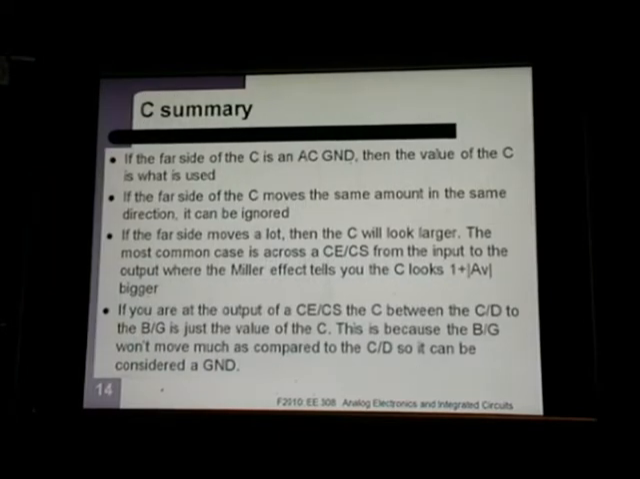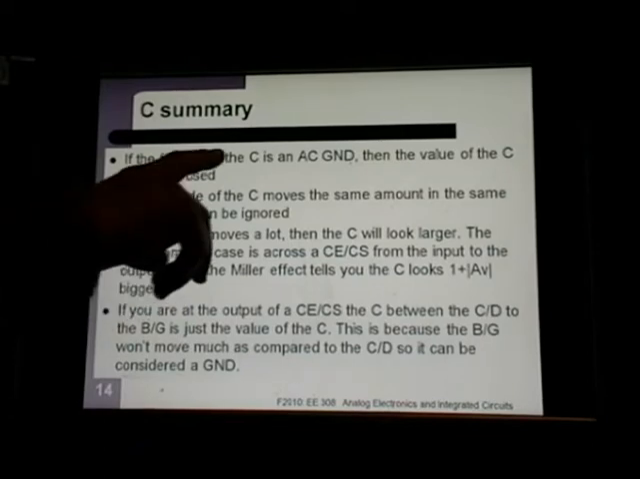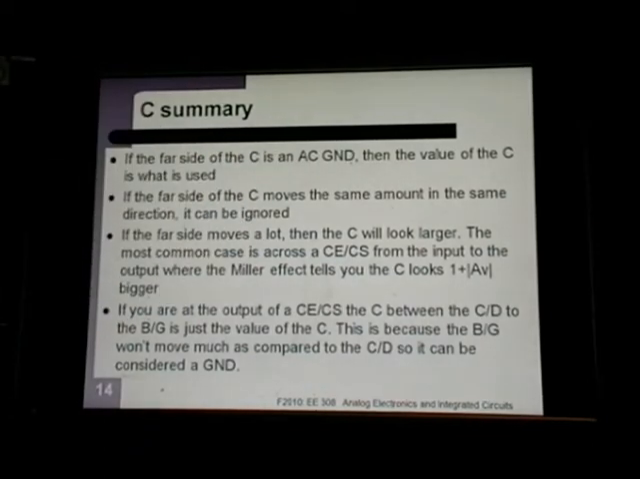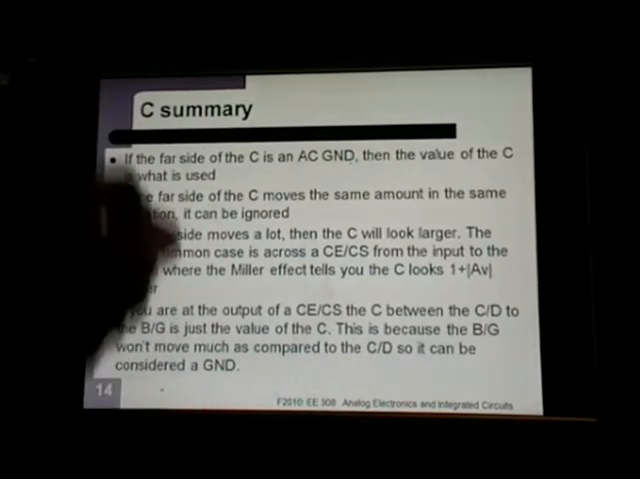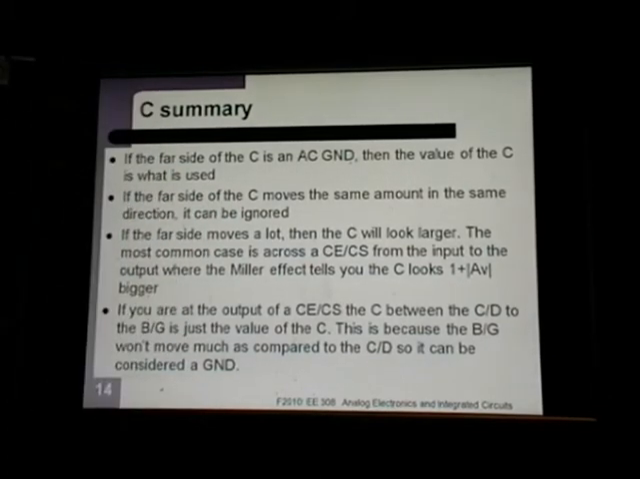Okay. So what we've seen is if the far side of a capacitor is connected to an AC ground, you just take it as whatever value you calculated. We've seen in this last slide that if the far side of C moves the same amount in the same direction as the other side of your capacitor, then you can ignore it. It's not going to suck any charge off of anything because there's no voltage change across it. So you can ignore it, remove it from your calculations.